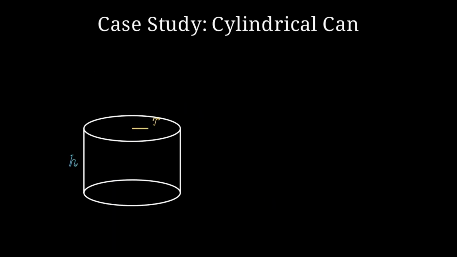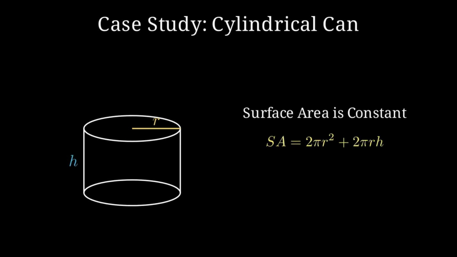Let's look at a different shape, a soda can. Suppose we have a fixed amount of aluminum and want to maximize the volume. Here, our constraint is the surface area.